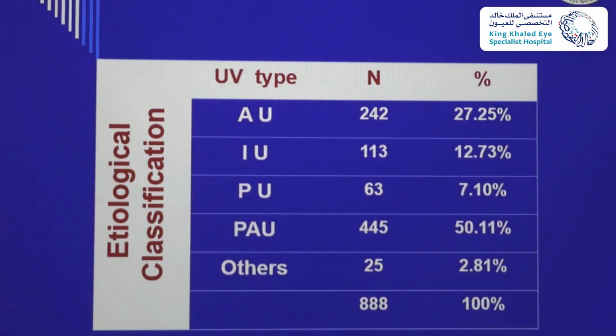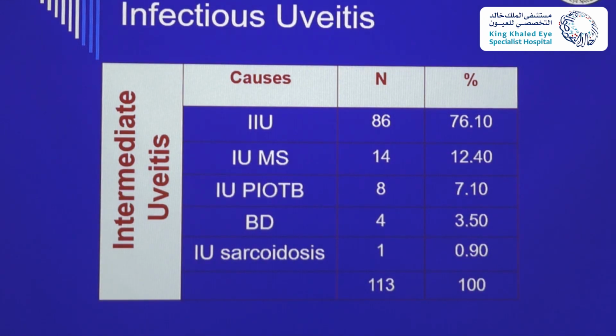In our KKH survey, we find that almost 12.8% of uveitis patients might have intermediate uveitis. What are the causes of intermediate uveitis in our community? It's almost 76% idiopathic patients. So it is common to have pars planitis among these patients.